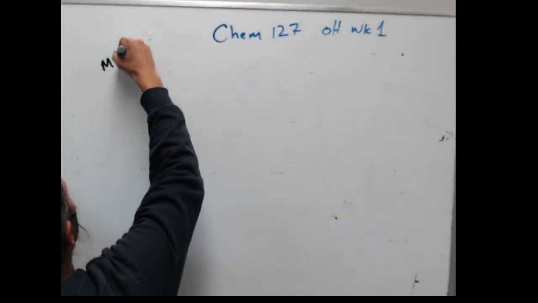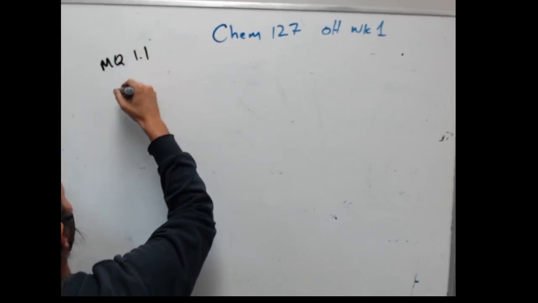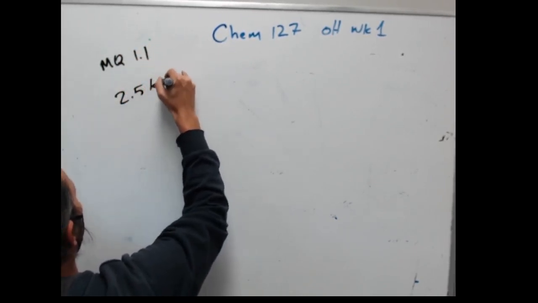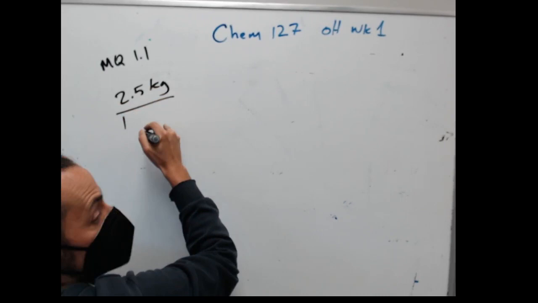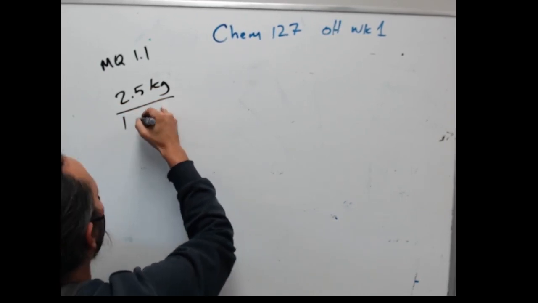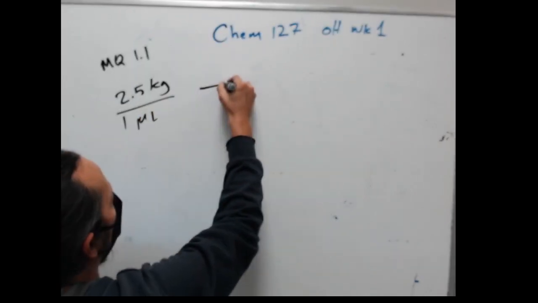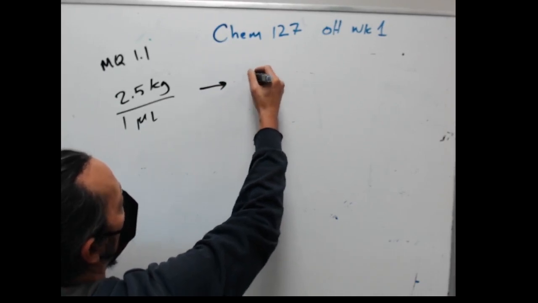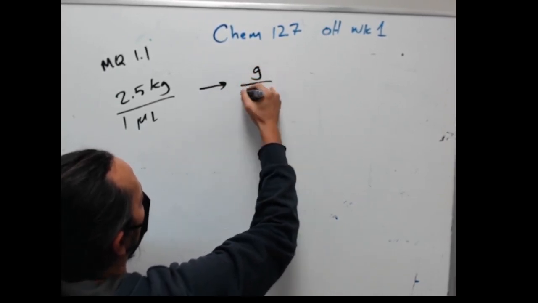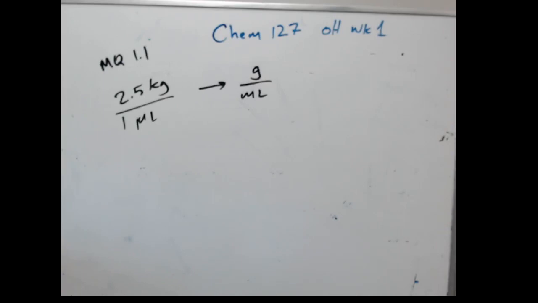It's what is 2.5 kilograms over microliters in grams to milliliters? Was that 1 microliter? Yeah. And we want to get it to grams over milliliters. Okay. So, how do we do this? Do me a favor, you've already thought about it some, but those of you who haven't thought about it yet, take a moment and think about it.